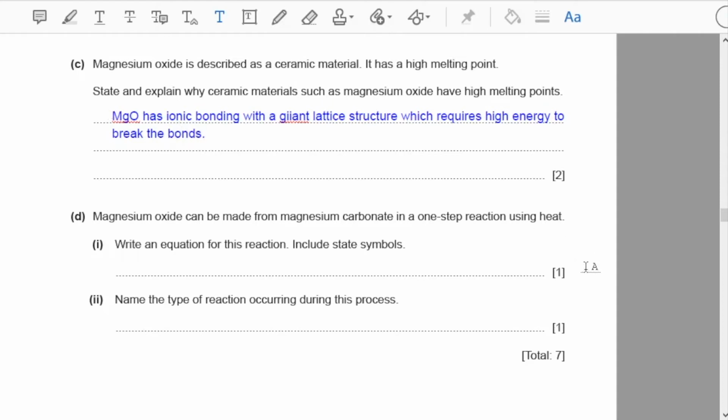Part D, magnesium oxide can be made from magnesium carbonate in a one-step reaction using heat. Part 1, write an equation for this reaction. So this could be magnesium carbonate. It is heated, and then it gives off magnesium oxide plus carbon dioxide. Name the type of reaction occurring during this process. So this is thermal decomposition.